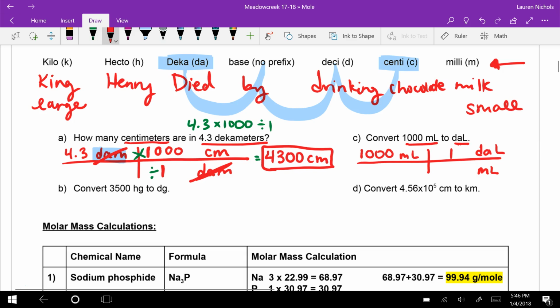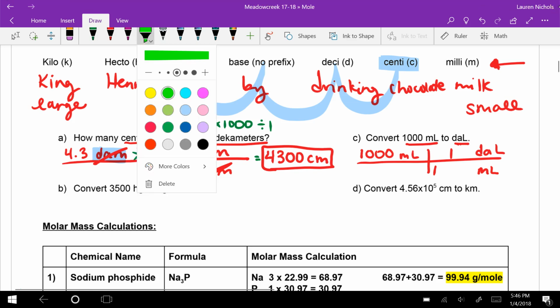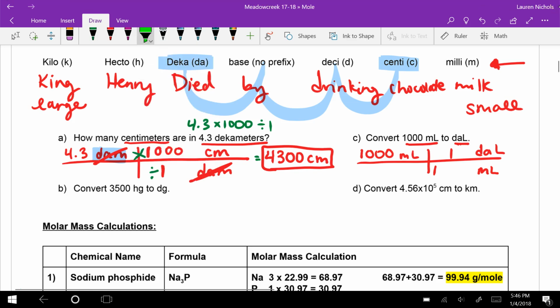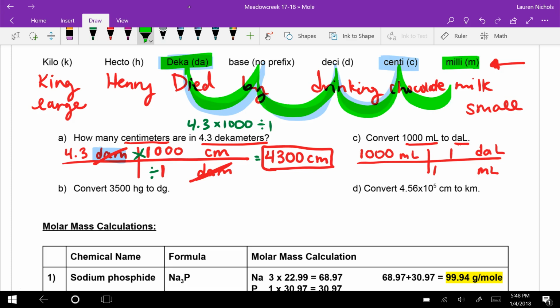I'm going to put a 1, and then I need to count the number of spaces I have. So I'm going to use a different color highlighter. I'm going from milliliters to deca, and I'm going to count the spaces. So there's 1, 2, 3, 4 spaces between milli and deca. So I'm going to add 4 zeros next to the 1 because it's a smaller unit, and that's 10,000. So I'm just going to put a comma there so that I can clearly see it.